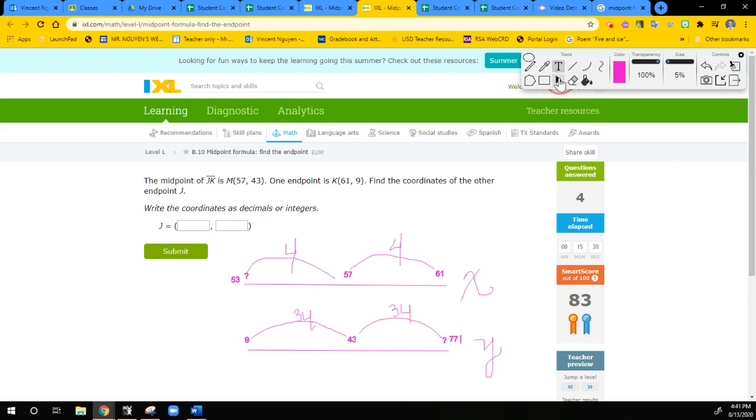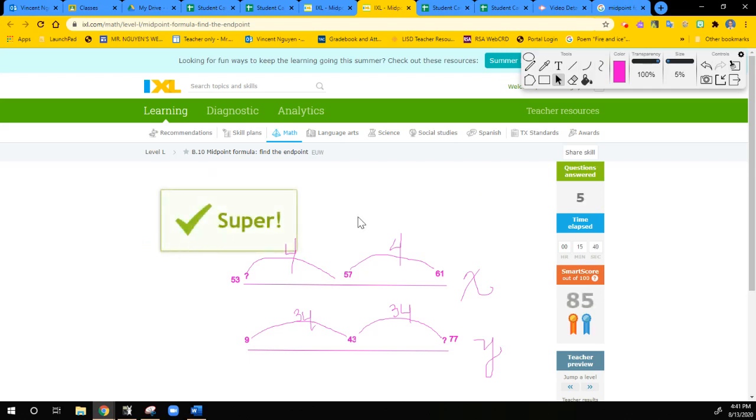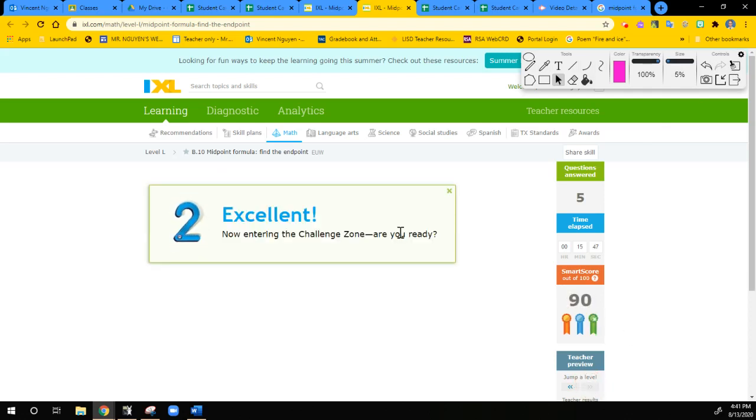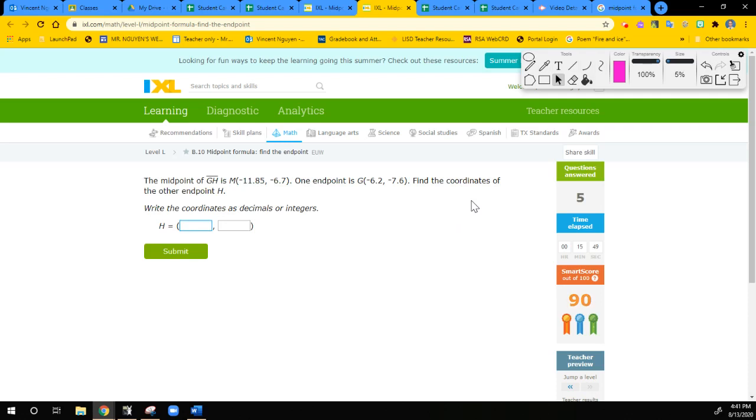So now I'm going to enter my coordinates. Remember the X coordinate goes first and then the Y coordinate. So 53, comma, 77. Enter. There we are. Very good. Okay. 85, maybe we'll jump one level. We'll get to the challenge zone. All right. The challenge zone, it's really not harder. It's just decimal, right? If you have a calculator, you have no problem.